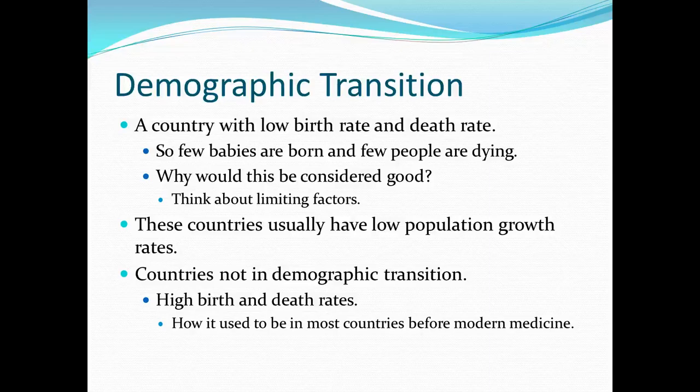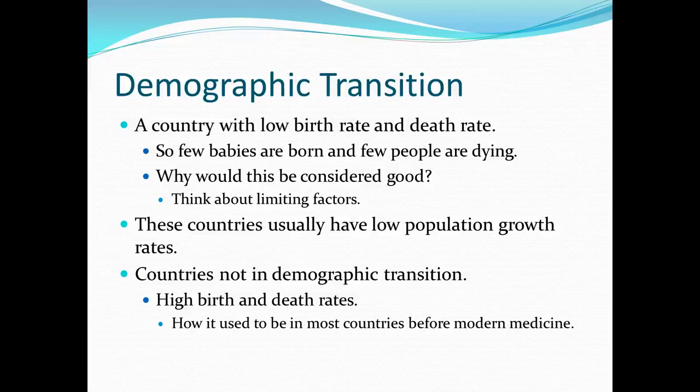This is usually considered very good because it means that limiting factors like food, education, things like that aren't going to be hurting us as much, because we have a lower birth rate. Fewer babies are being put into the world. These countries usually have very low population growth rates. You wouldn't look for something below a population growth rate of 1. There is a second way to check as well, and I'm going to go over that here in a minute.